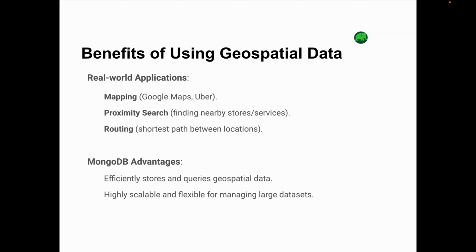Benefits of using geospatial data. Geospatial data has a variety of real-world applications like mapping services in Google Maps or Uber, proximity searches to find nearby services, and routing to calculate the shortest paths between locations. MongoDB excels at handling this data efficiently, making it highly scalable for large data sets.